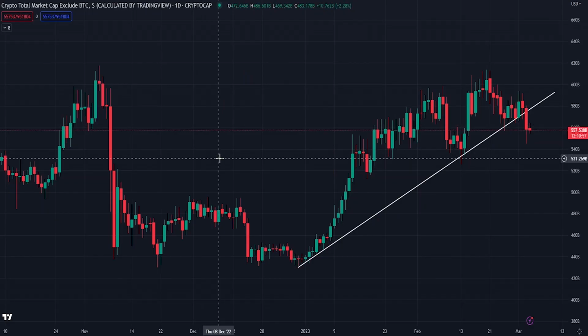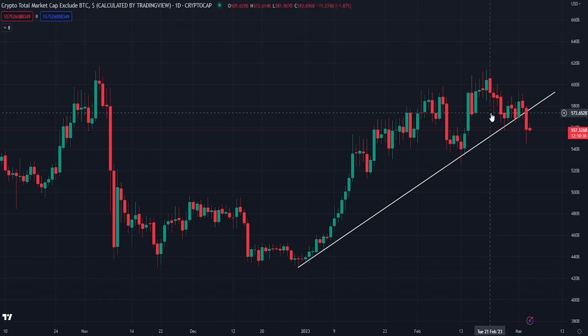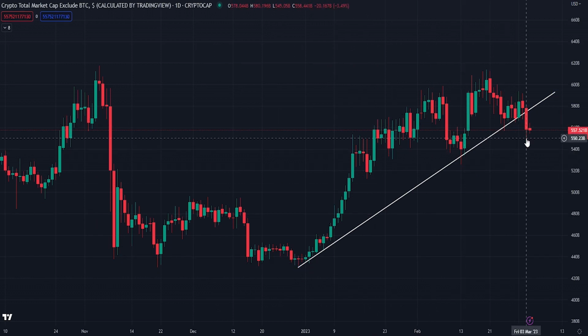Total 2, for those of you who have seen my tweets a couple of times this week, I've mentioned this. So this is the market cap excluding Bitcoin, so essentially it takes a look at how altcoins are performing. And no surprise to see that since New Year's Day 2023, it's been in a really strong uptrend. This trend line has been respected perfectly as support. However, yesterday we did break down and close below this for the first time. And as I mentioned, when this happens, it's very likely we do head lower.